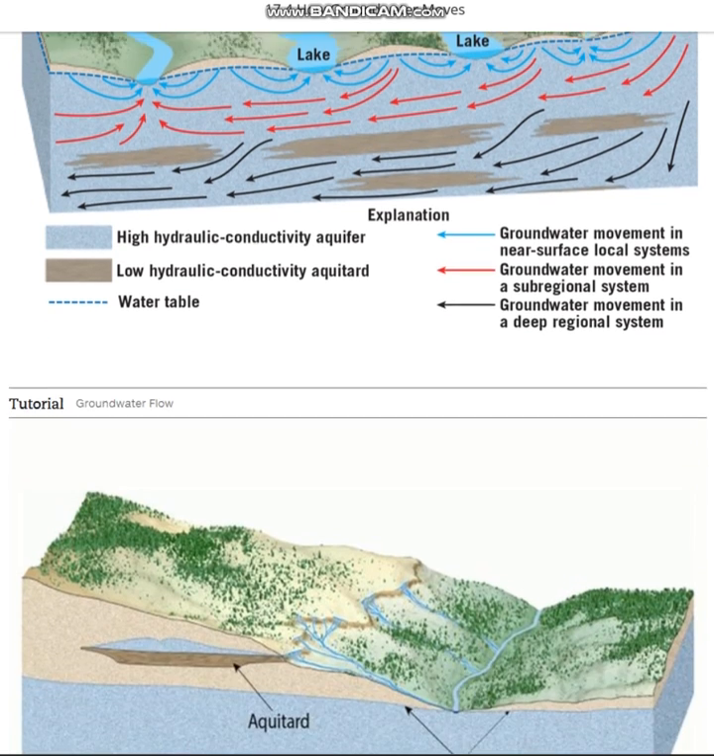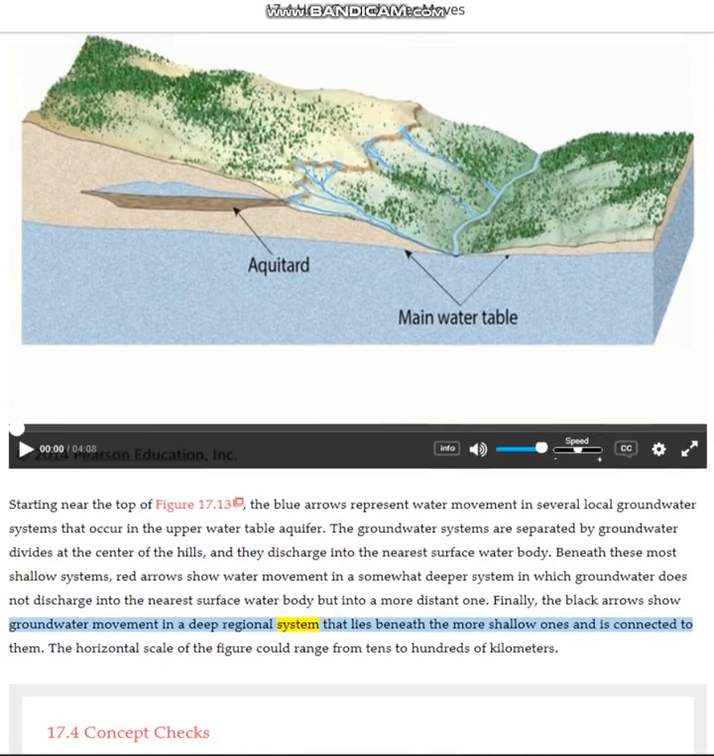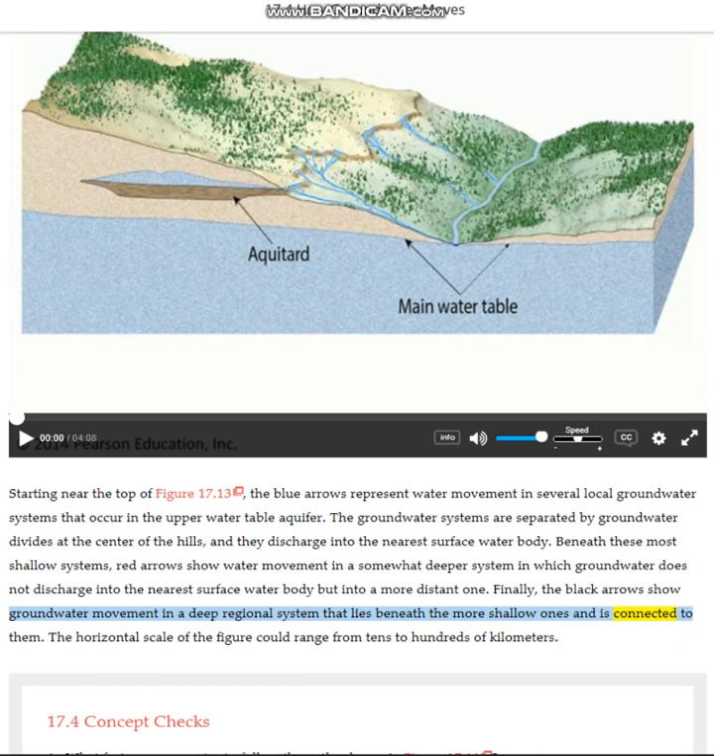Finally, the black arrows show groundwater movement in a deep regional system that lies beneath the more shallow ones and is connected to them. The horizontal scale of the figure could range from tens to hundreds of kilometers.